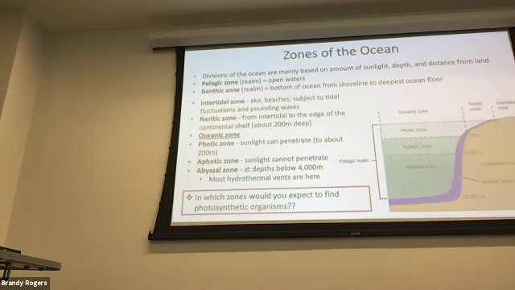Would you expect to see photosynthetic organisms in the neritic zone, do you think? Based on, you can look at the sort of picture here and see what you can conclude. Is it shallow? Sorry?